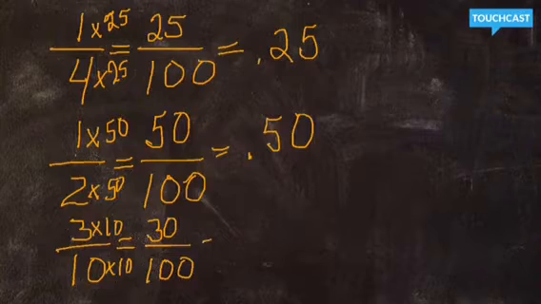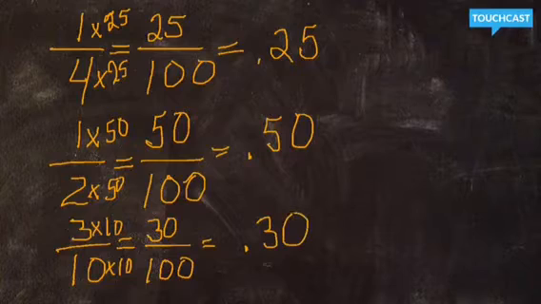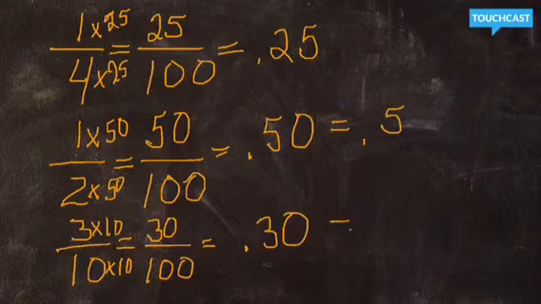All I have to do now is take my 30 off the top, put a point in front of it, and there is my decimal. 0.30. Now, technically, this one could be written as 0.5, and this one could be written as 0.3.